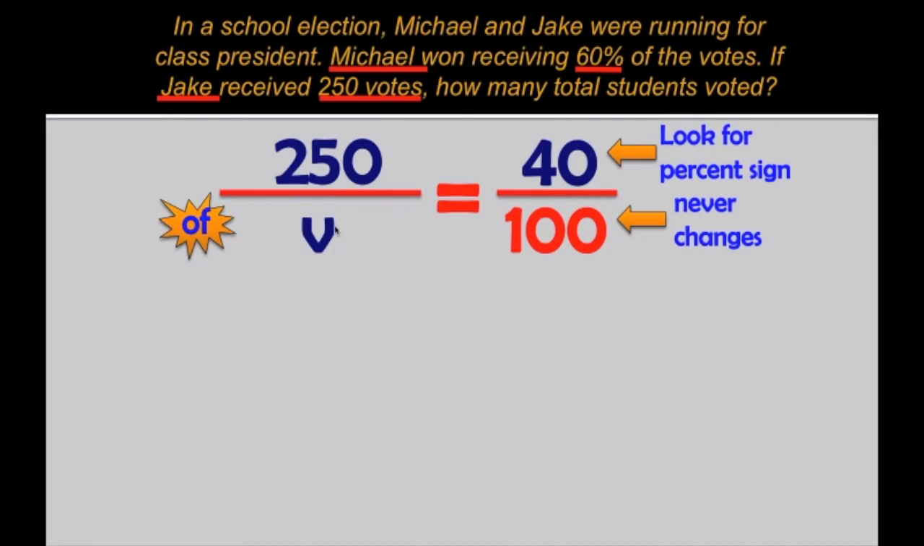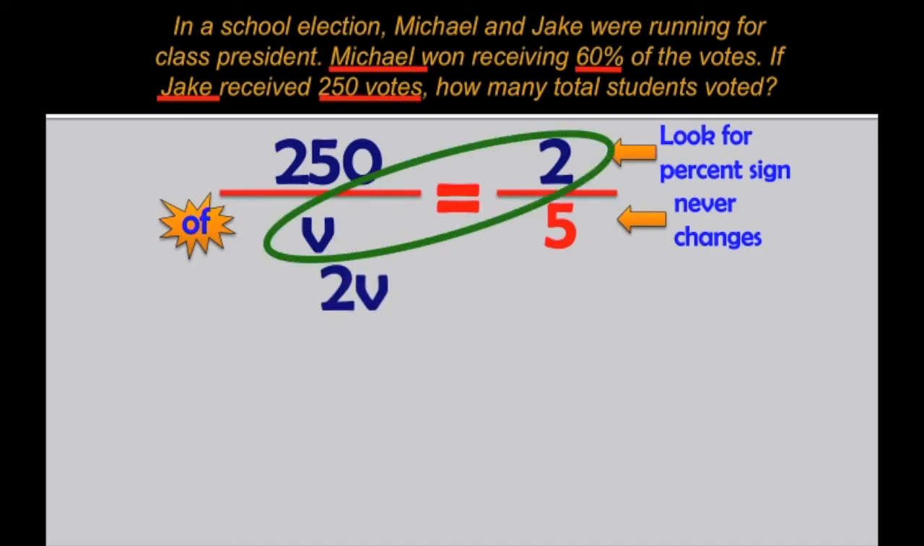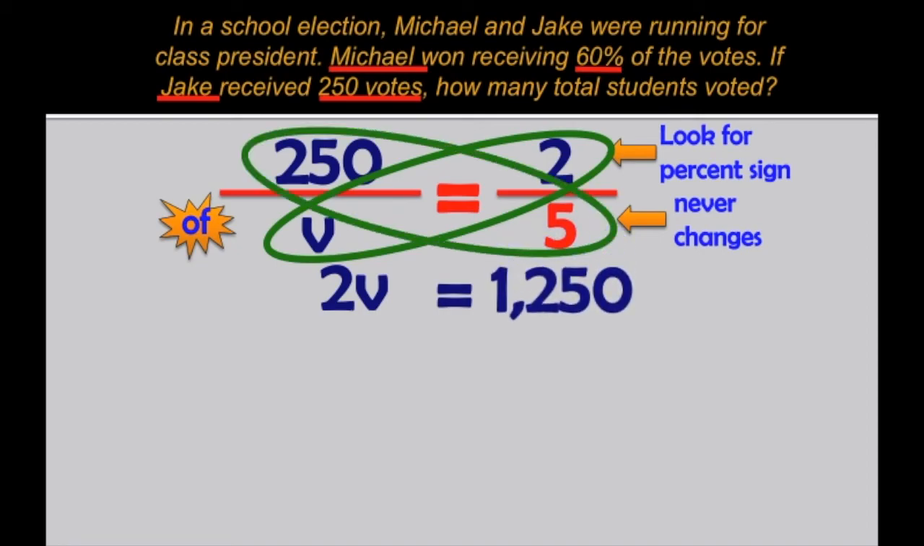So now that we've got our proportion set up, we can cross multiply and divide, but we should always reduce when we can. Here we can reduce 40 over 100 to 2 over 5, and then we'll cross multiply. 2 times V is 2V. We'll bring down our equal sign and then multiply 250 times 5, and that gives us 1,250.